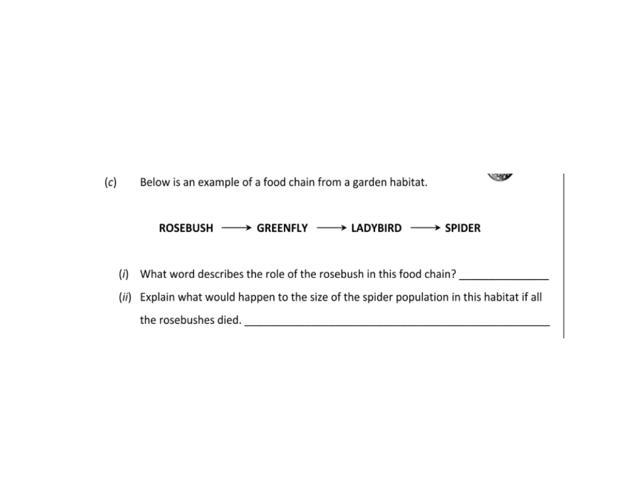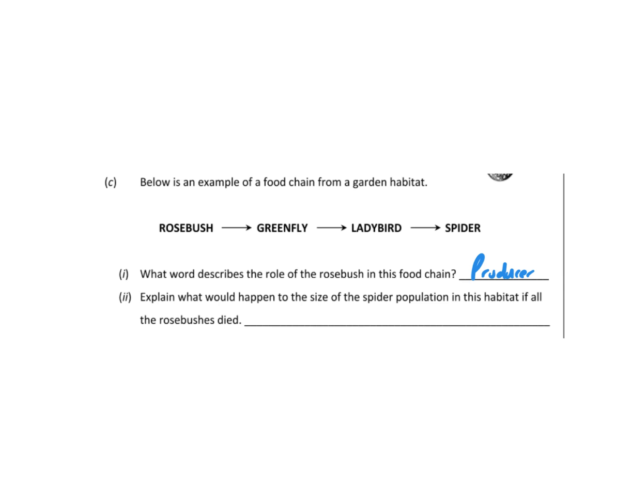Below is an example of a food chain from a garden habitat. The rose bush is eaten by the green fly, which is eaten by the ladybird, which is eaten by the spider. What word describes the role of the rose bush in this food chain? It produces its own food, so that's our producer. It's the first organism in the food chain. That's our producer.